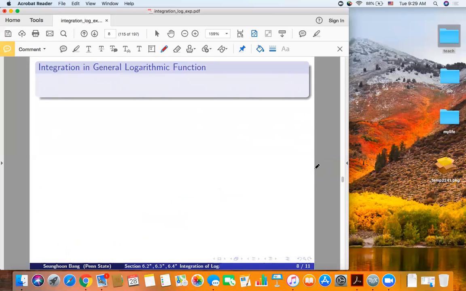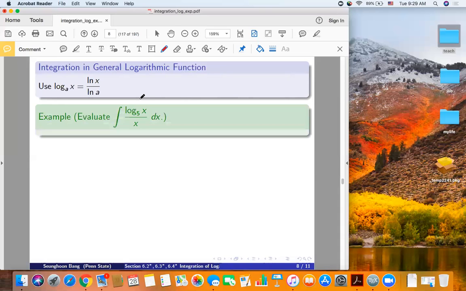Next, integration of a general logarithmic function. We can use the change of base. The log of x with base a is ln of x over ln of a. This is a key part for solving this problem. I'm going to give one example: the integral of log of x with base 5, over x dx. The best way is to change the general logarithm function to the natural logarithm function. So we change like this.